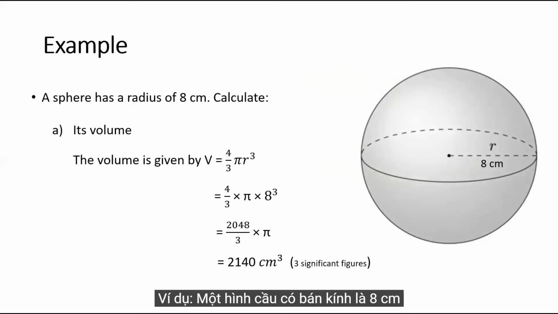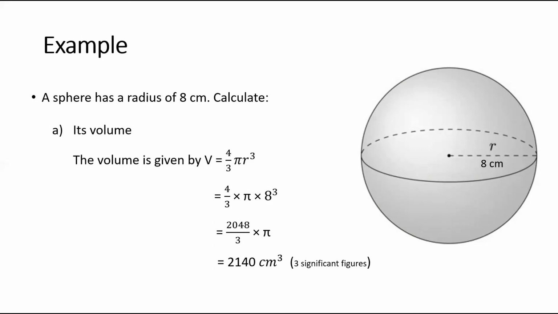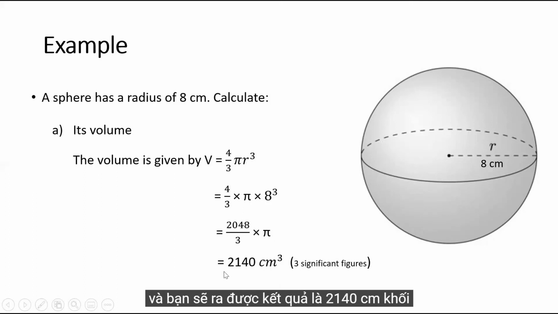For example, a sphere has a radius of 8 centimeters. A. Calculate its volume. The volume is given by 4/3 pi r to the power of 3. Again, take your measurement here. Replace the letter, and you will have your answer, and that is 2,140 centimeters cubed.